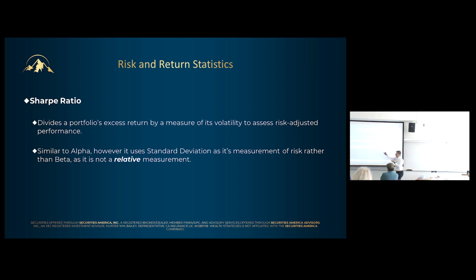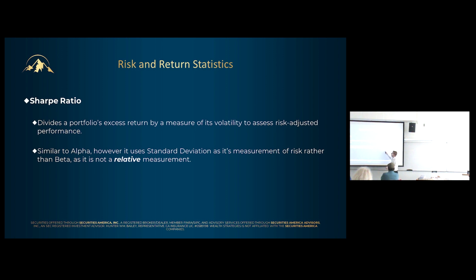So it divides the portfolio's excess return by a measure of its volatility to assess risk-adjusted performance. Risk-adjusted is something that we look at all the time, and it's something that I've been explaining basically this whole class: when you adjust for the level of risk you're taking, then how much are you getting? How good are those returns in comparison to the risk you're taking? So it's similar to alpha, like I just mentioned. However, instead of using beta to calculate our measurement of risk, it uses standard deviation.